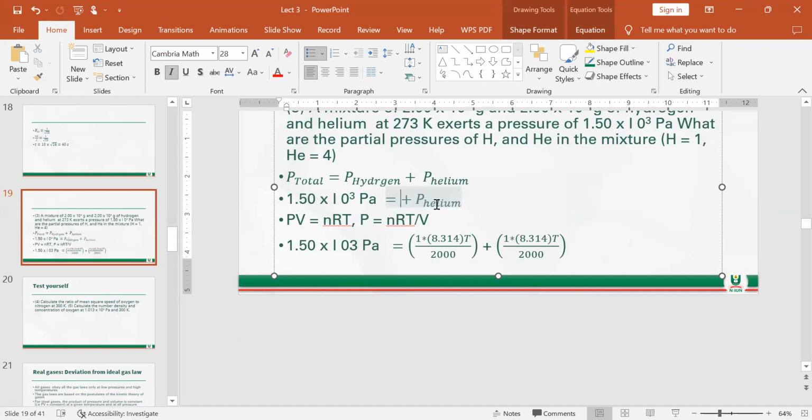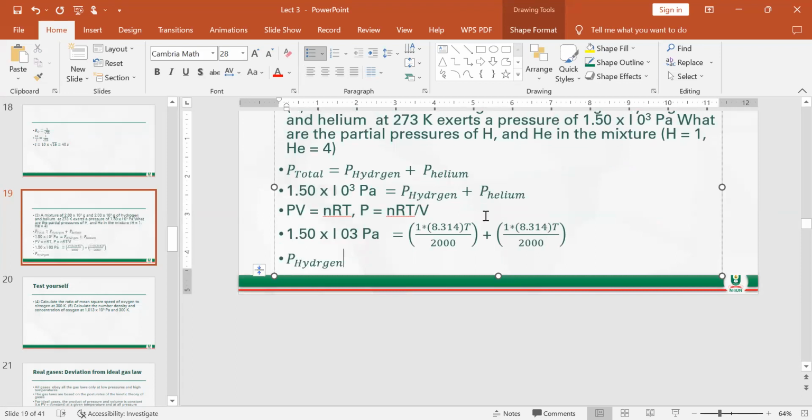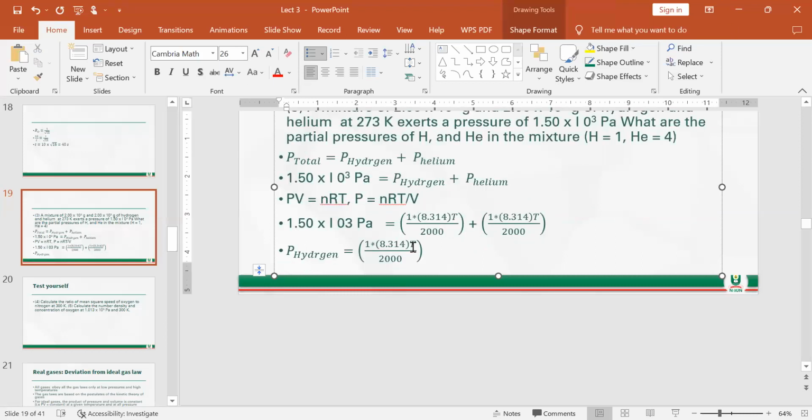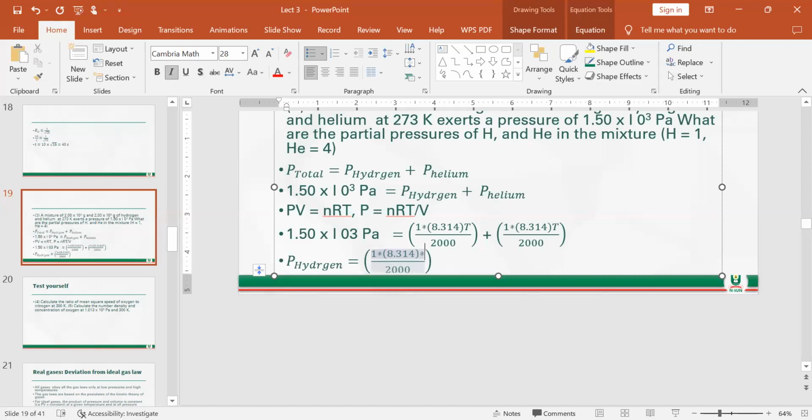So what is happening here is that this is the partial pressure for hydrogen. The partial pressure for hydrogen is given as this, and the temperature is multiplied by 273, and the partial pressure for helium will also be equal to this.